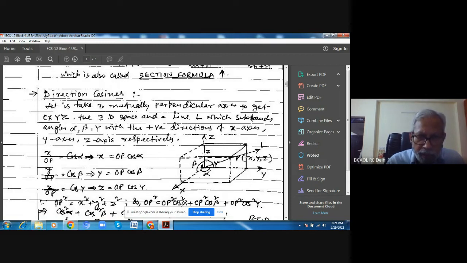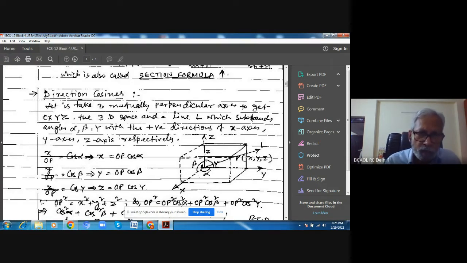Again I am telling you there are three axes x, y, z. The three axes are perpendicular to each other, meaning they are 90 degrees to each other. One line, L, starts from the origin point, passing through, and that line makes a different angle with different axes. With x it has some angle, with y some angle, with z another angle. What are the angles? Alpha, beta, and gamma. There are three angles.